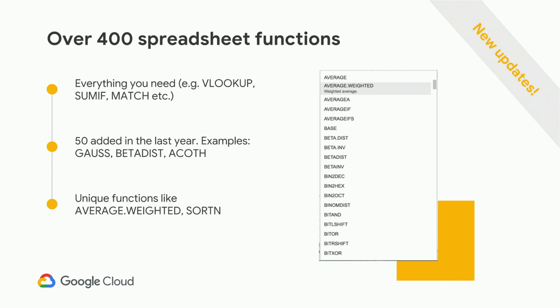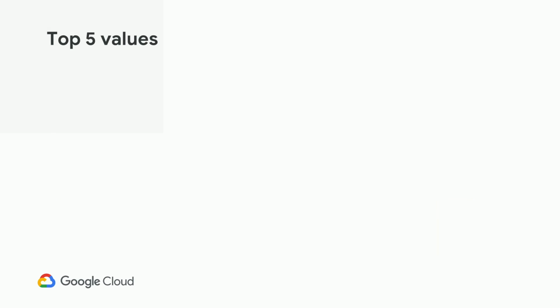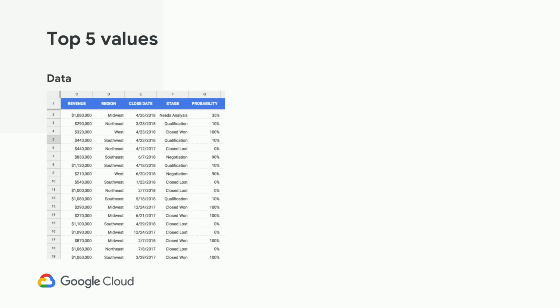And then we have a new one called sort n, which actually shows you the top n values in a range. So let's go a little deeper on that one, just as an example. So let's say you want to find the top 5 values from some Salesforce data.